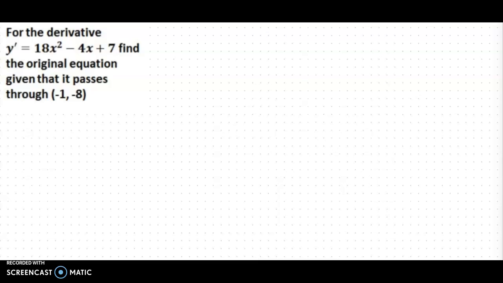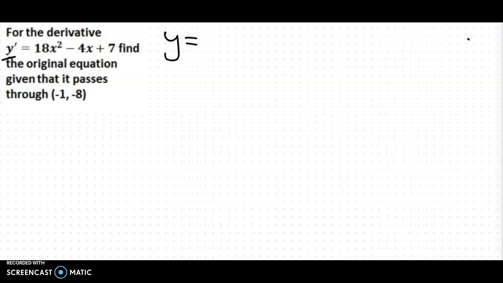Okay, today we are going to find C. Now, what we did yesterday was finding the antiderivative, so that means we know y dash, which gives us the derivative, and we're going to figure out what the original function y is.